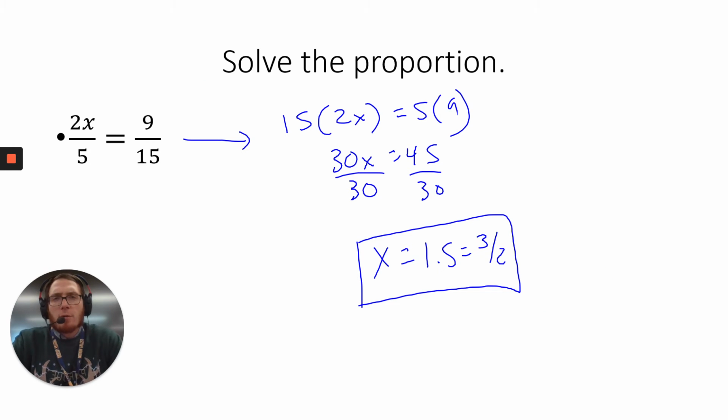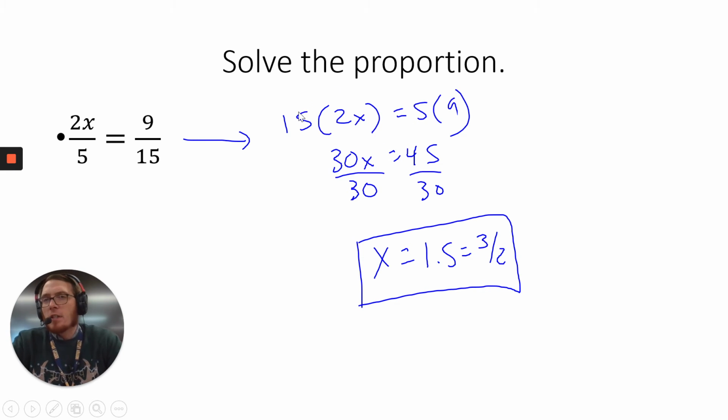All right, now let's go through a few things that are a little bit more in-depth and take a little bit more work. The rules are still the same, it's just it looks a little bit different. So here you'll notice that there's not just x, it's 2x. Well, it doesn't change anything, just still cross multiply it. So that would be 15 times 2x. So 15 times 2x equals 9 times 5. 9 times 5 is 45.